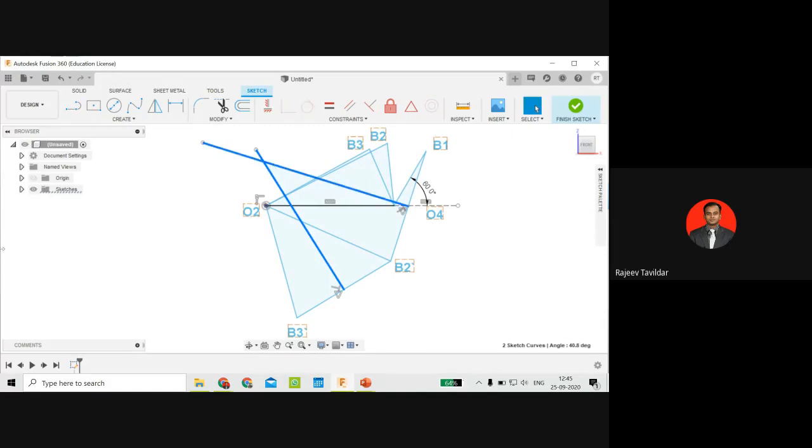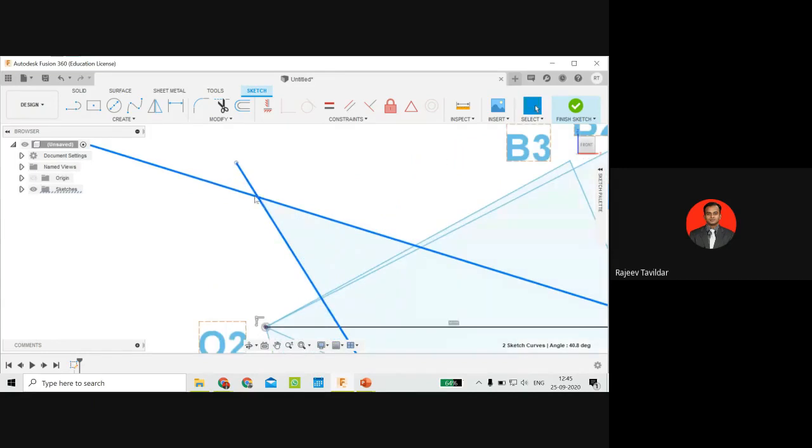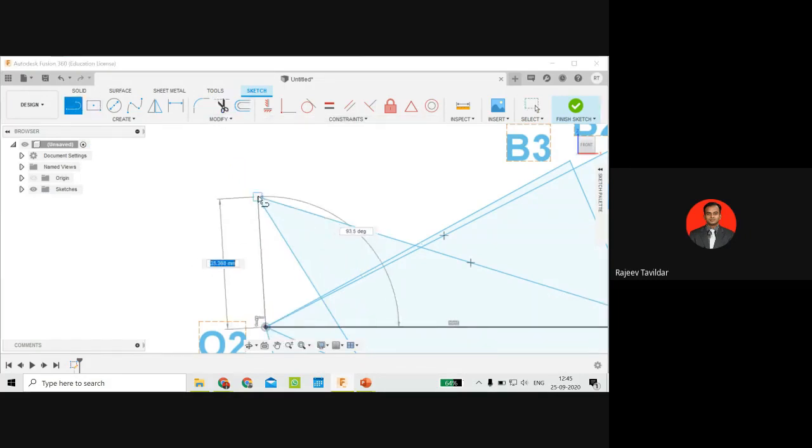So these are the two lines which we have drawn, perpendicular or mid normals to B1 B2 dash and B2 dash B3 dash. Once these two mid normals are drawn, they are going to intersect at some point, and that intersection point will be our point A1. Let me just trim off these extra lines. And if I join O2 to this point, this is our A1.